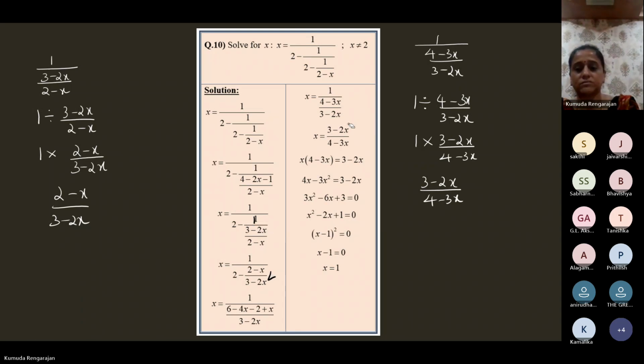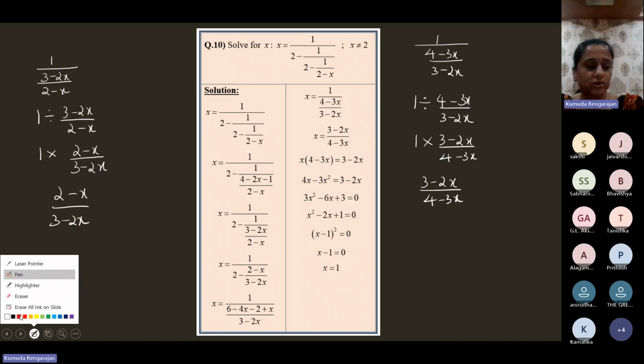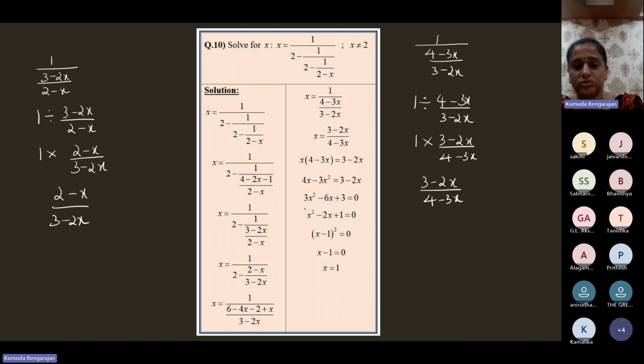So this is just taking LCM, and finally you'll have to cross multiply. And here 3 is common. So you can include this step if you want. You can take out 3 common. So you'll get 3 into (x square minus 2x plus 1) is equal to 0. So next step, what will happen? The 3 will go for division. 0 by 3 is 0. So you have x square minus 2x plus 1 is equal to 0.